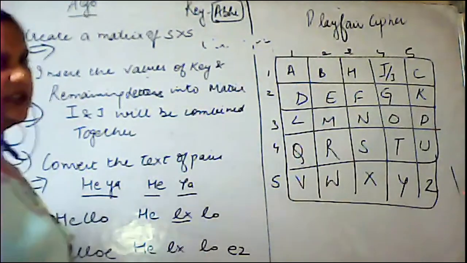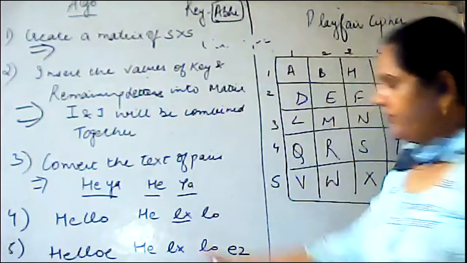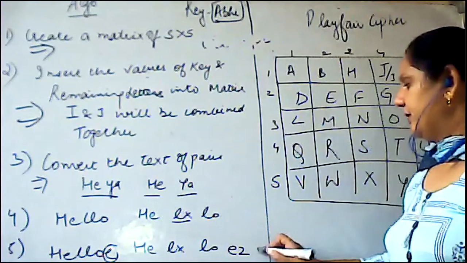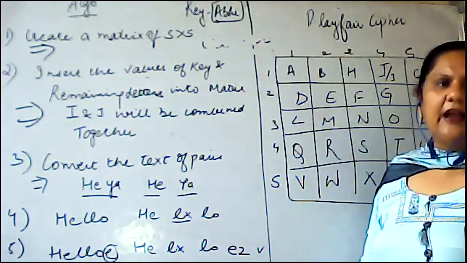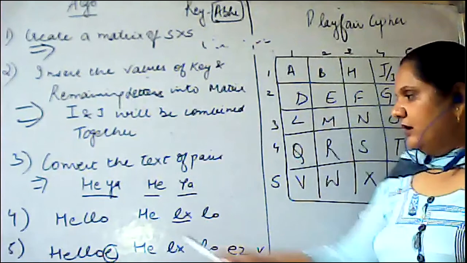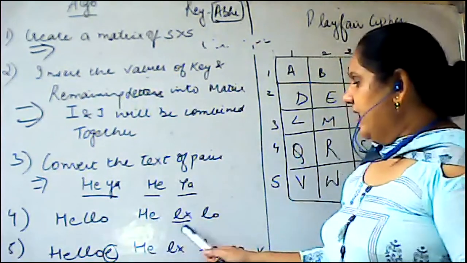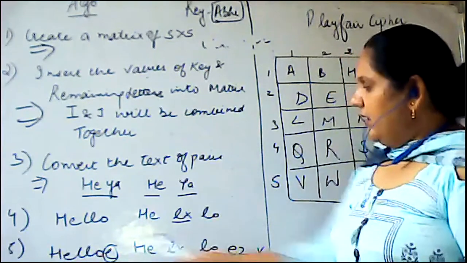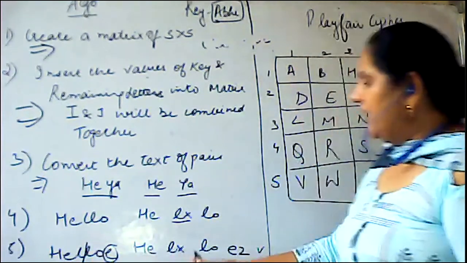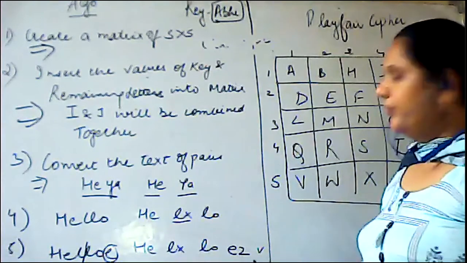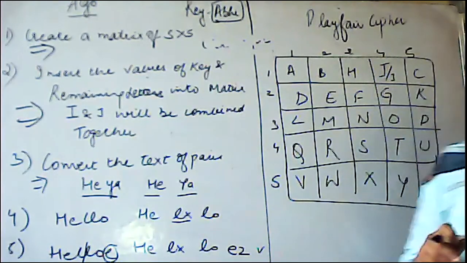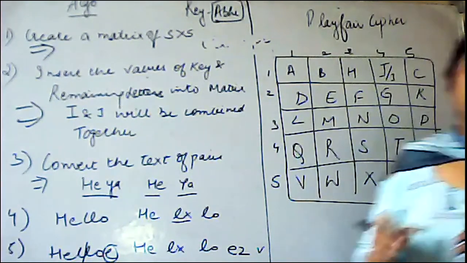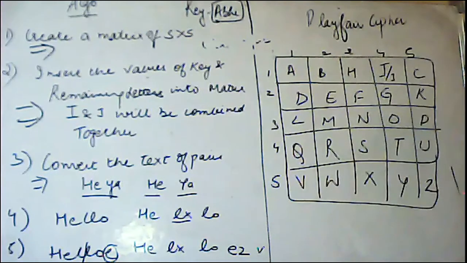HELXLO. Now E is remaining. Only E is remaining. If a single letter is remaining, append Z to it. Okay. HELLO becomes HELXLO. Then HE, break the occurrences of L with X, LX, then LO, then EZ. Just append Z with the single letter which is left, and wherever the letter is repeated, just append X to it.